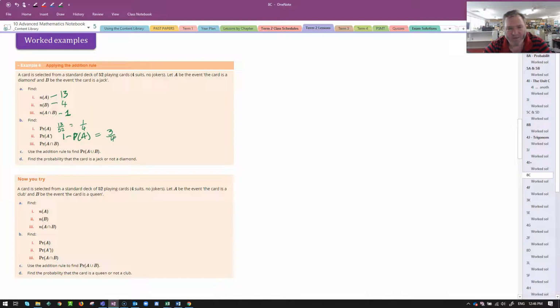I'm just taking time there, wasting valuable seconds of your life. Oh no. What about the probability that it's in set A and set B? We talked about that already. There's only one of those cards, so it would be 1 out of 52. Really straightforward stuff. Use the addition rule to find the probability of A or B.